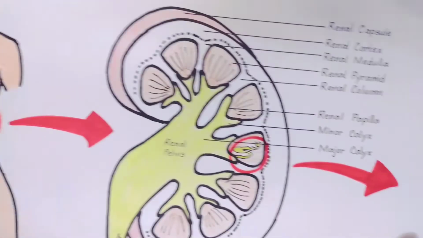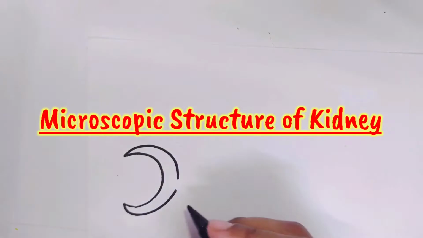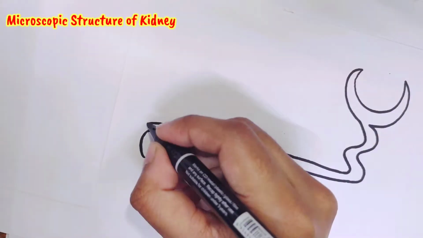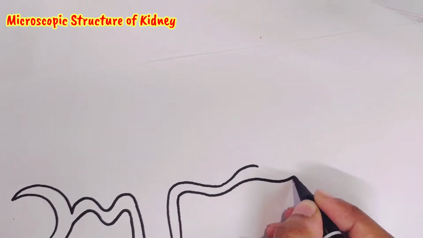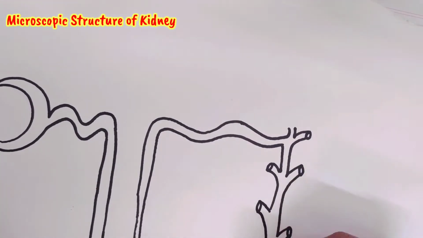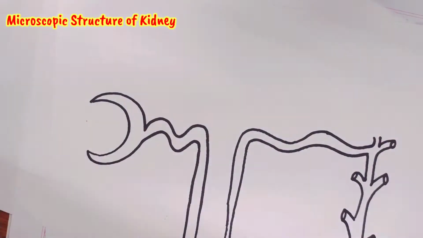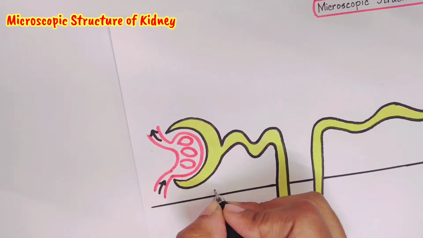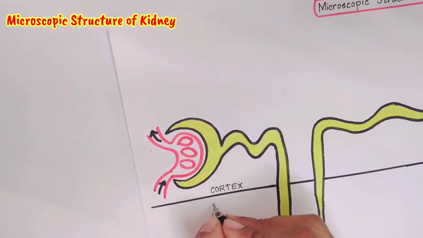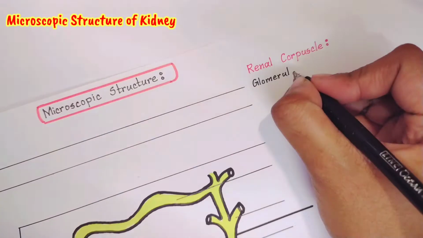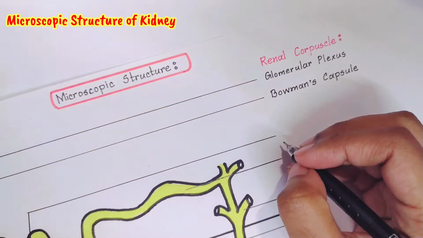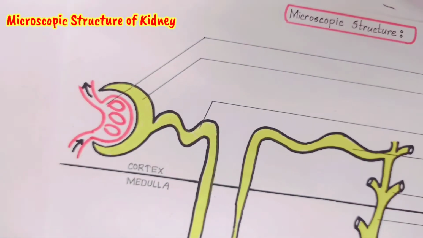Here comes the microscopic structure of the kidney. Each kidney is composed of 1 to 3 million closely packed tortuous uriniferous tubules. Each tubule consists of two distinct parts: one is the excretory part and another is the collecting part. The excretory part includes nephrons, which are the structural and functional units of the kidney.